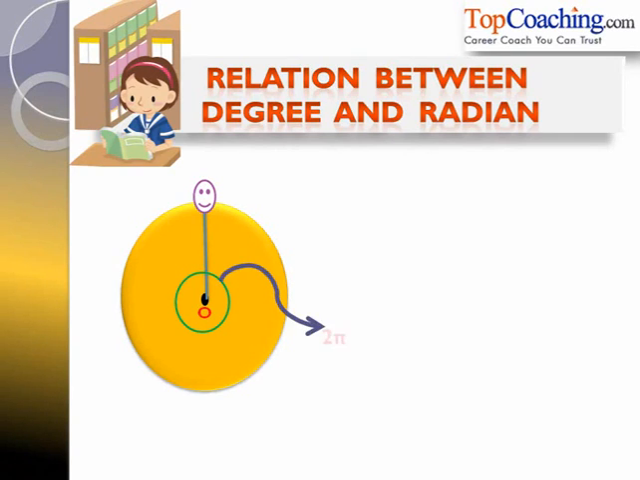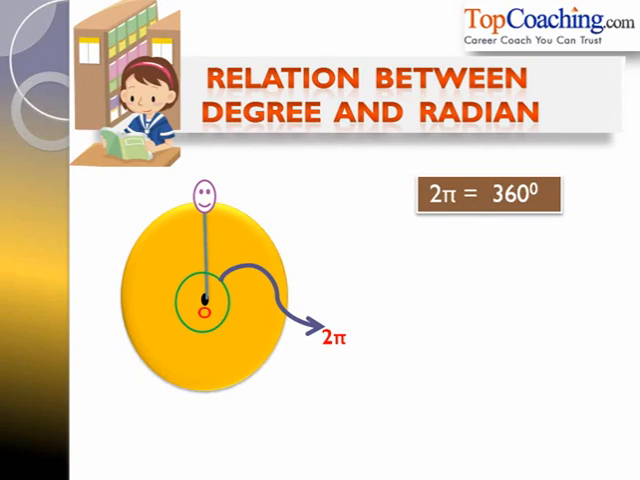This would be equal to 2 pi. Why would this angle be equal to 2 pi radians? This is because we know that if the length of the arc is equal to r units, then it subtends 1 radian at the center. Here the arc would be equal to 2 pi r, which is the circumference. Therefore the angle subtended by this entire portion would be equal to 2 pi. So from this, what we can say is 2 pi is equal to 360 degrees.